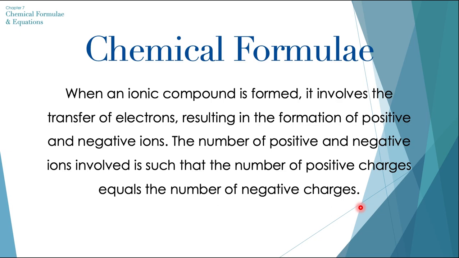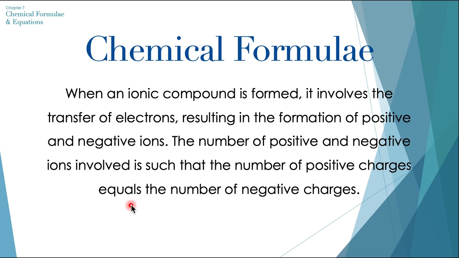But the number of positive and negative ions involved is such that the number of positive charges equals the number of negative charges. For example, if the atom gained the electrons and gained a single negative charge, then the atom which lost the electrons would gain a single positive charge. Remember, these charges would be equal, and so when the charges are equal, they cancel each other out. In the end, we have a compound which is neutral. It is not an ion.